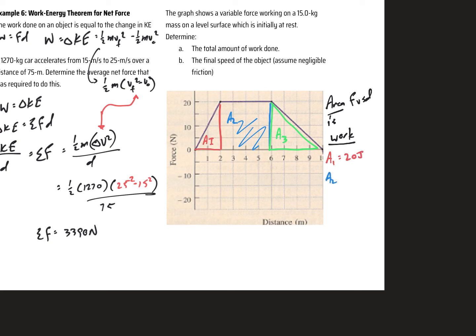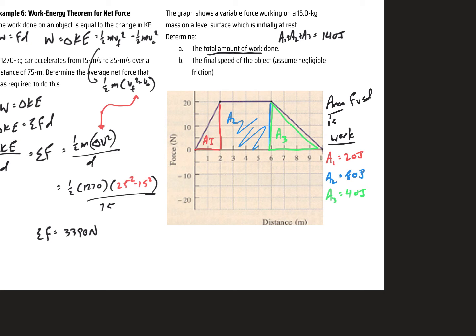For the second one, it's a square or rectangle-ish looking thing, and so this is 80 joules. And then the last one, the third area, is another triangle that would give me 40 joules there. So for the total amount of work done, all we're going to do is add all of these areas together to get a total area of 140 joules. So that would be the total amount of work done on this object.